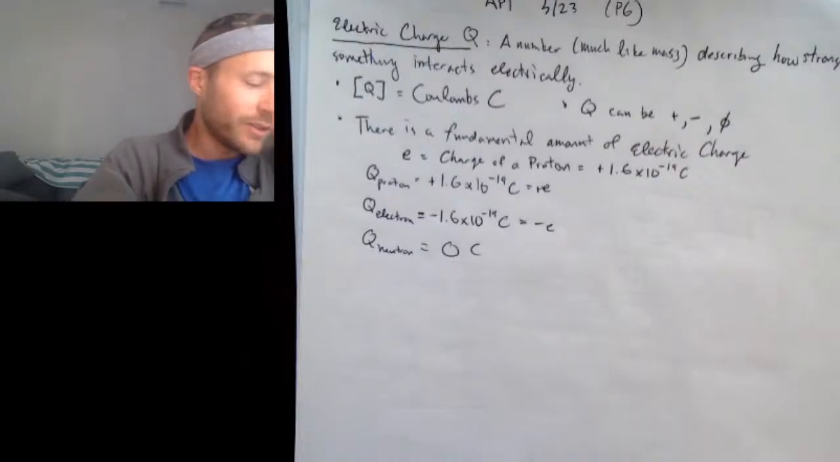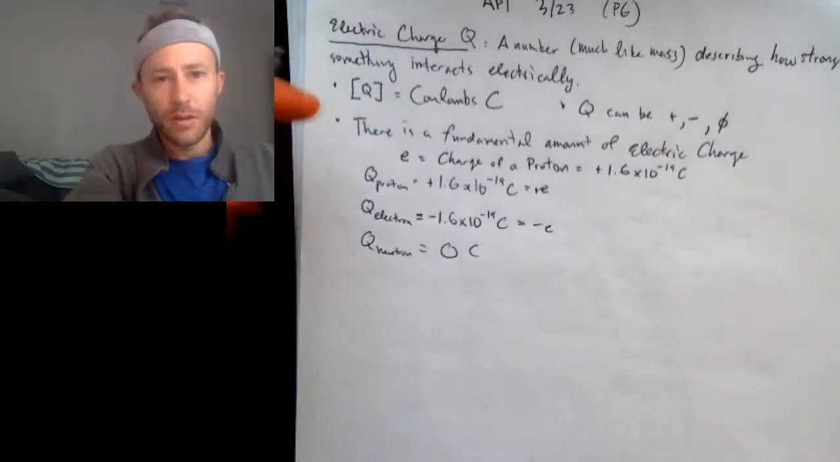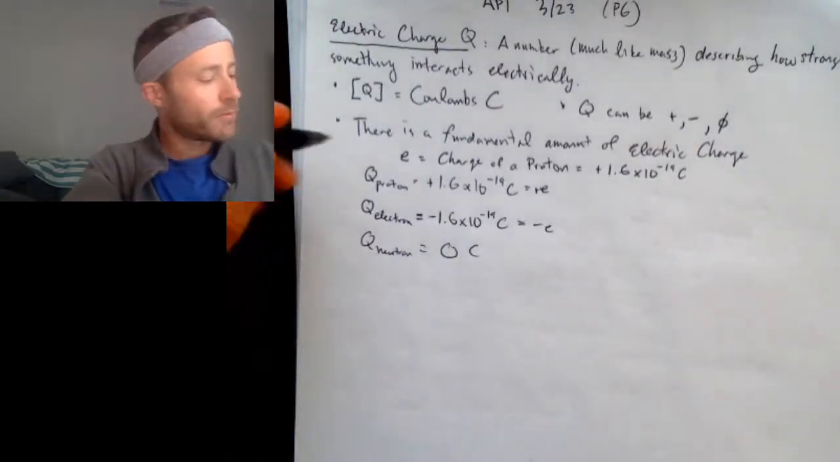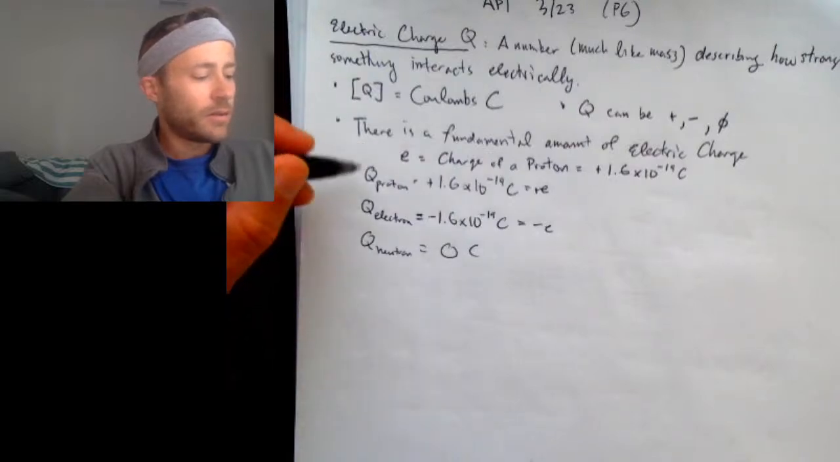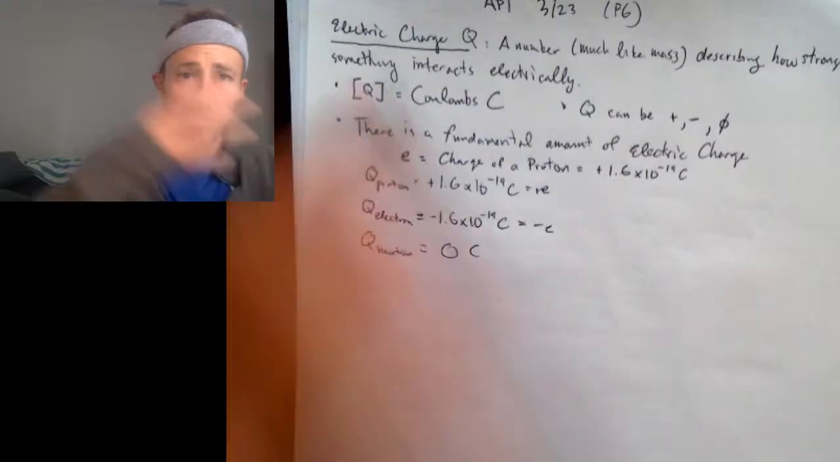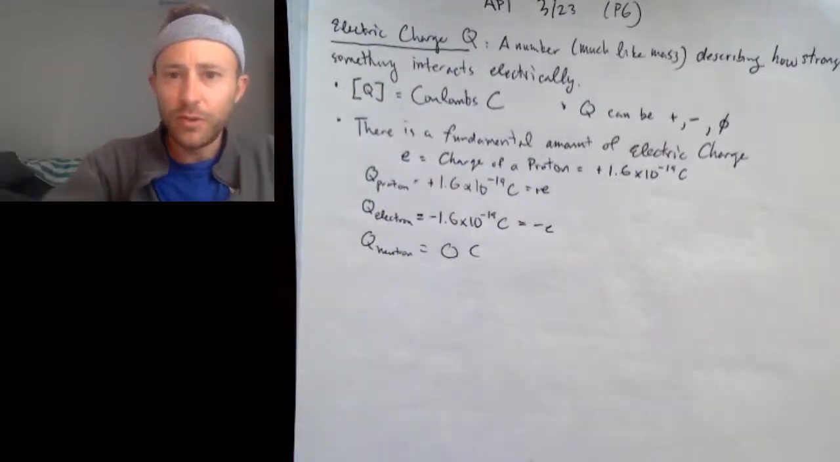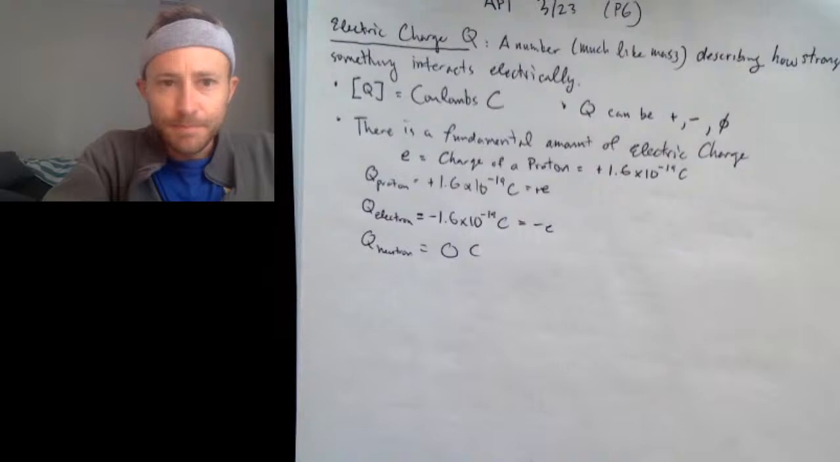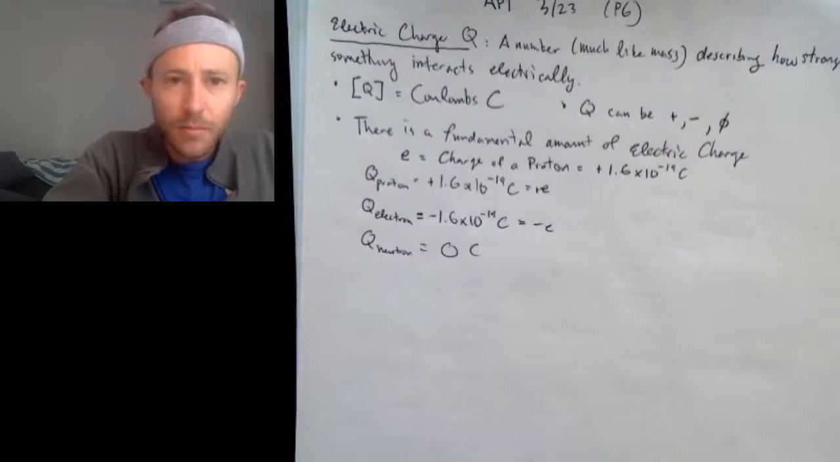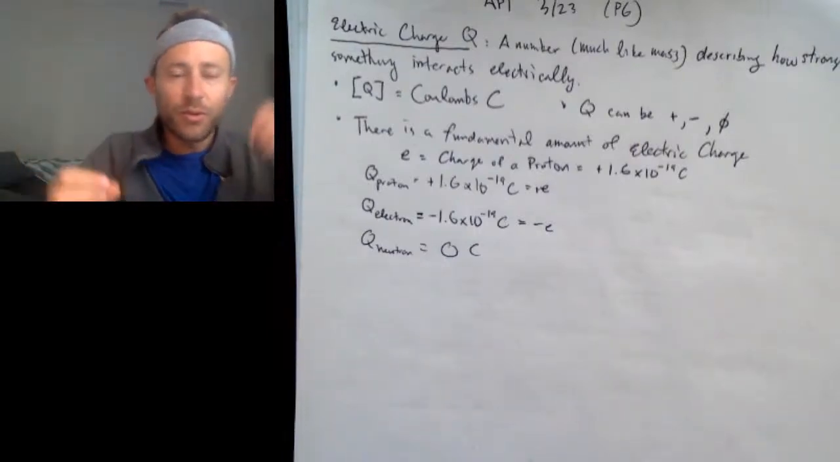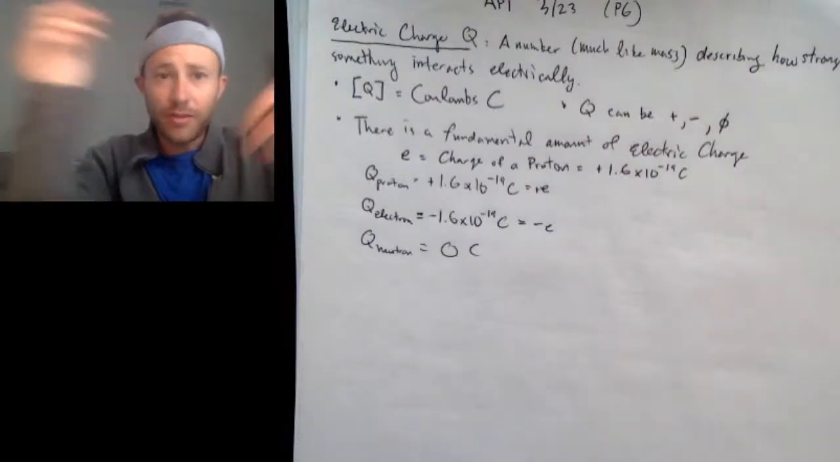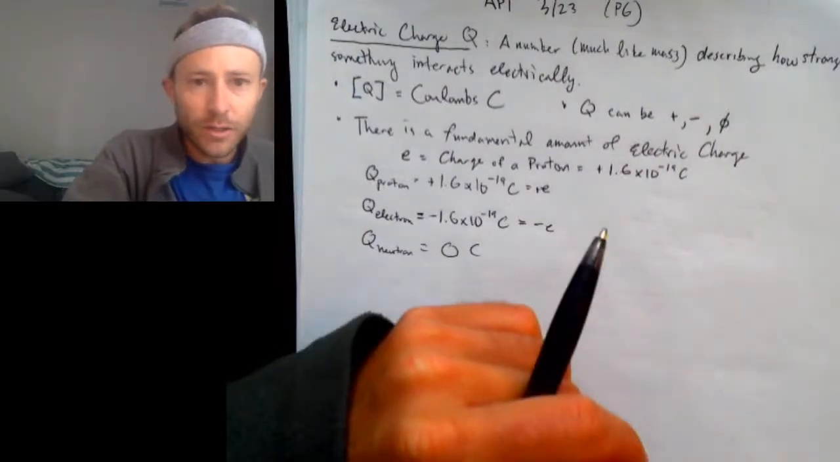So these are kind of like the building blocks of all matter. Okay, so let's imagine that you build something at the atomic level. You build it by adding protons and neutrons and electrons. You're adding these things one at a time.